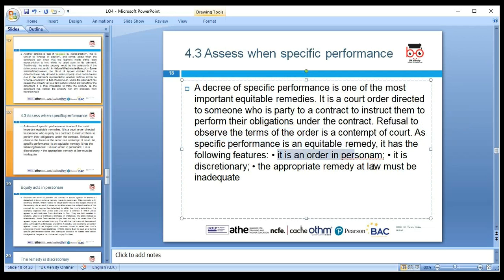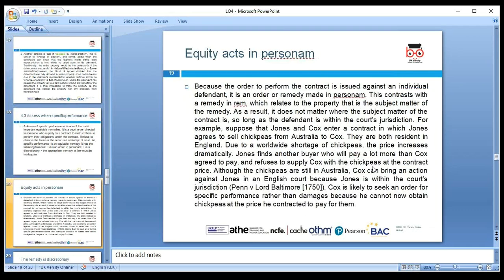It is discretionary, and it is only appropriate where remedies at law are inadequate. As we discussed earlier, because an order to perform the contract is issued against the individual defendant, it is a remedy made in personam, against the person. In a contract with a remedy in rem, where it is related to property, the subject matter is decisive.